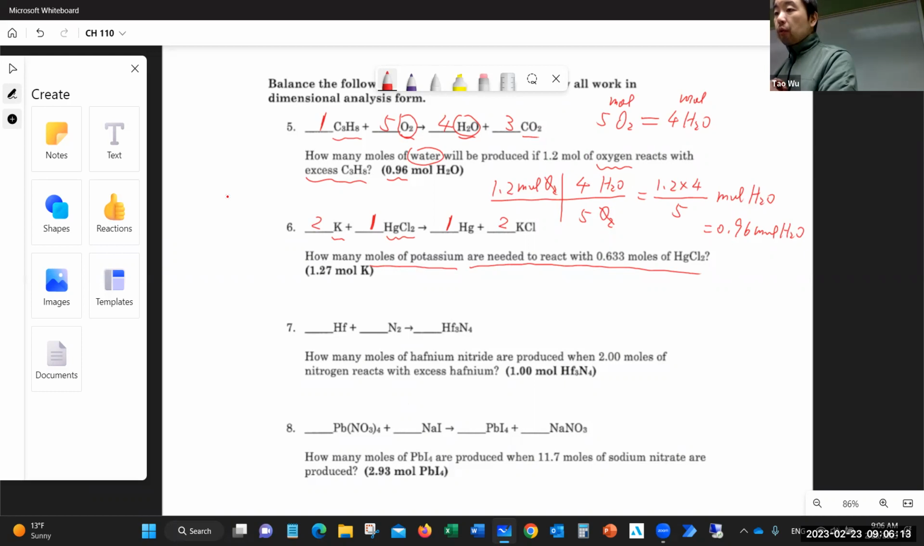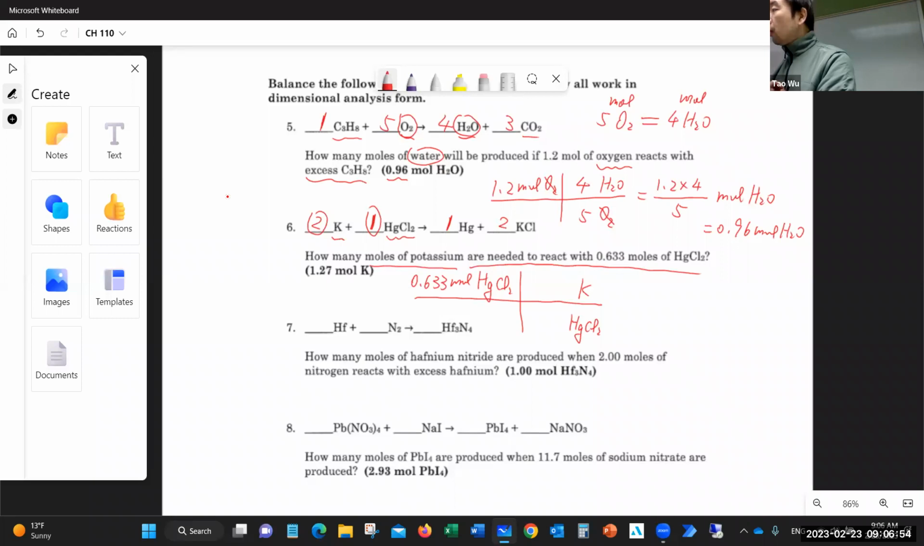So now what we have is 0.633 mole of the mercury 2 chloride. And we try to figure out the moles of the potassium. Okay, so the relationship between the mercury chloride and the potassium is 1:2. So when you set up, obviously you're going to put the mercury 2 chloride on the bottom and put the potassium on the top. Okay, so in this case, mercury can be canceled.